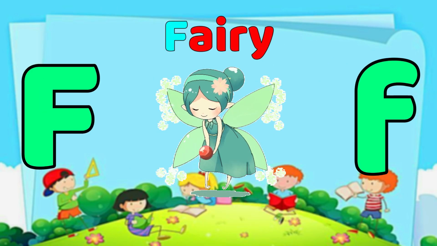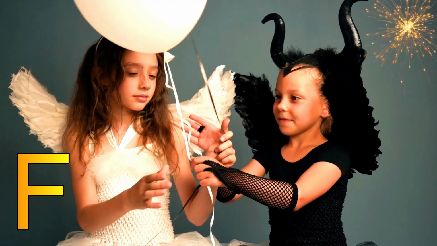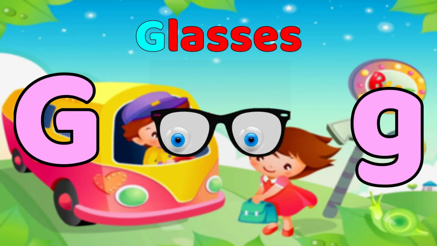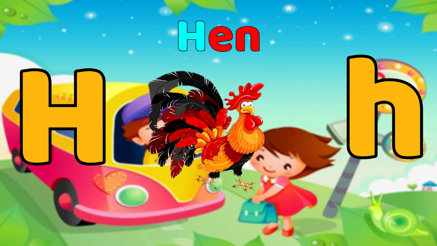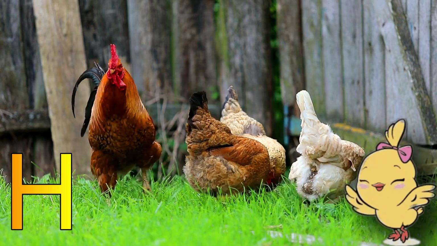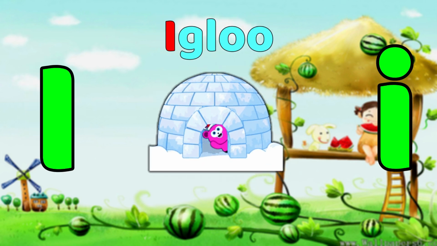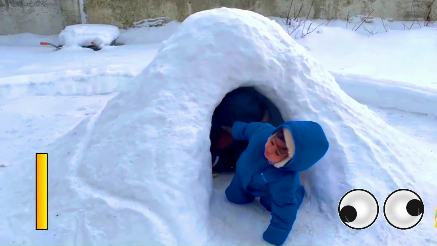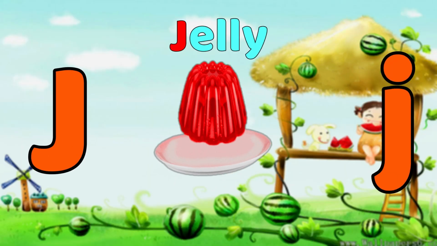F is for fairy, f, fairy. G is for glasses, g, g, glasses. H is for hand, h, hand. I is for igloo, I, I, igloo. J is for jelly, j, j, jelly.